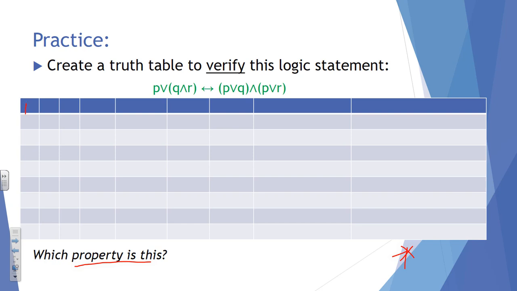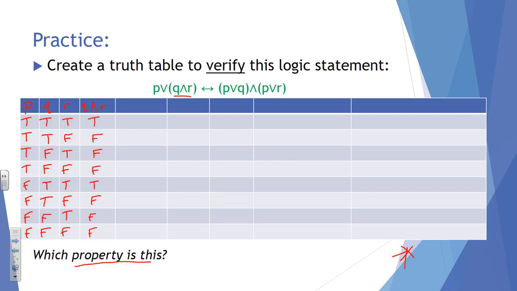Okay, in this case we have P, Q, and R and their associated combinations. So let's start building the left side of this biconditional. We need a Q and R column. You can verify that Q and R will look like this. And so now we can build the entire left half of this biconditional.